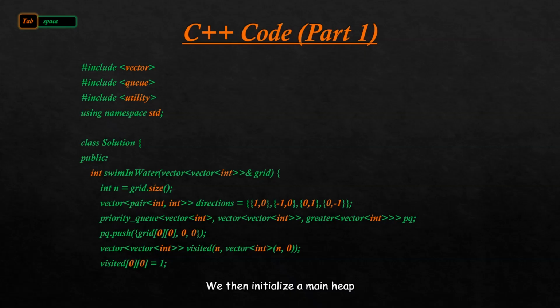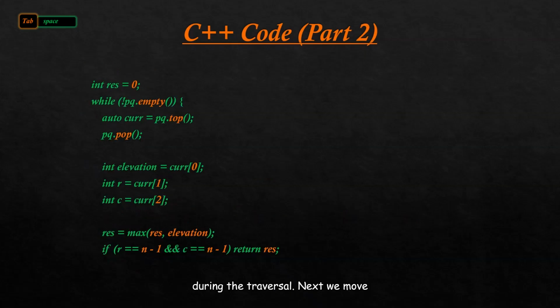We then initialize a main heap represented by a priority queue. Each element in the queue stores 3 pieces of data: the elevation, the row index, and the column index of a cell. We push the starting point (0, 0) into the heap with its elevation value, and we also mark this cell as visited, so we don't revisit it during the traversal.